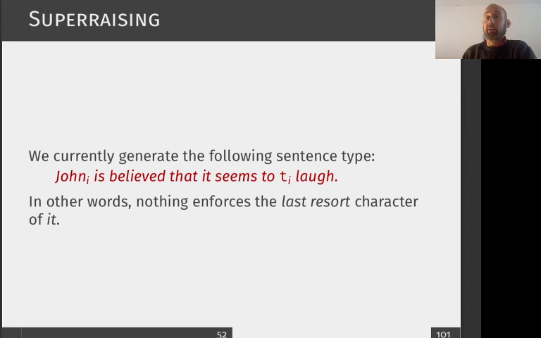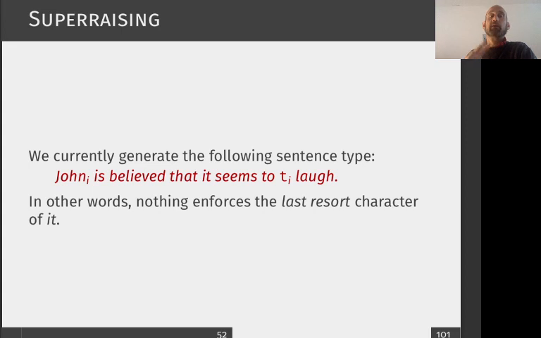Now we can generate as well, John is believed that it seems to laugh. How does that work? Well, first John is merged with laugh, seems to laugh, but then we adjoin an it, add a present tense, it checks the k feature of the present tense, add a that, well, we don't have is believed, but let's imagine. And now we want to move something. We've already moved it. Oh, let's just take John. He was still there all along.